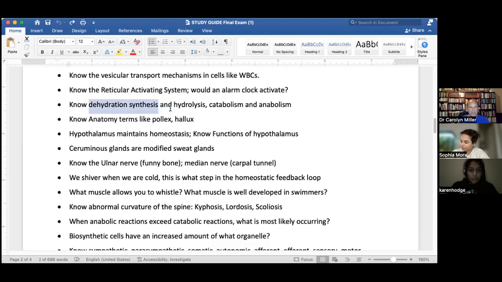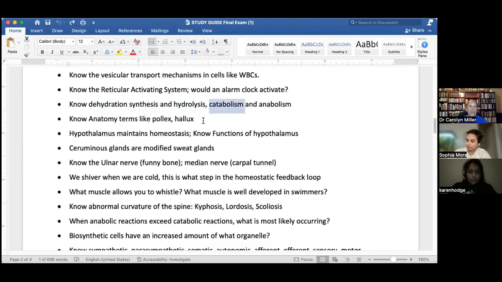Dehydration synthesis is anabolism. So when we are synthesizing a compound, we remove water. Dehydration synthesis, we remove water for anabolic reactions. The opposite is adding water, hydrolysis, and that would be a catabolic reaction.